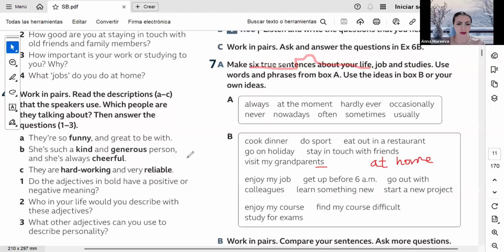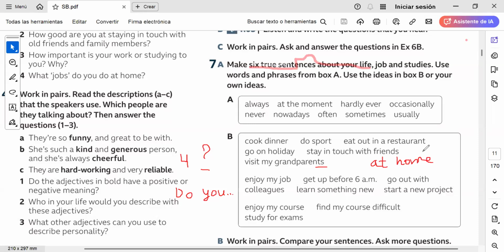Thank you. Let's make 4 questions. All the questions will start with "do you". We find something from here. There are 4 questions because you will ask me and the 3 other classmates. I will start. So, Liliana, do you stay in touch with friends? Yes, I always stay in touch with my friends.